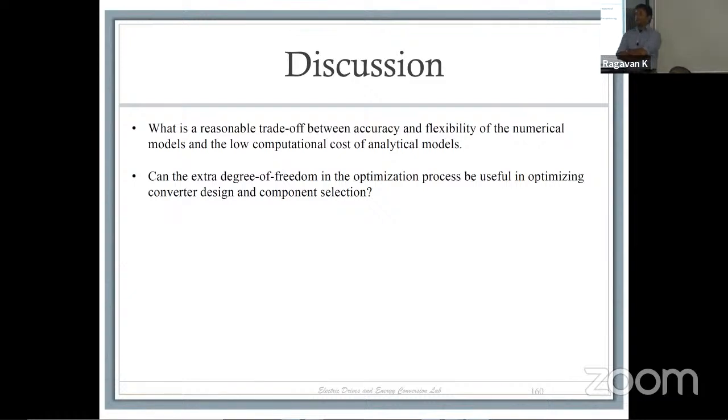FEA. Yes, correct. It's a behavior model. That's correct.